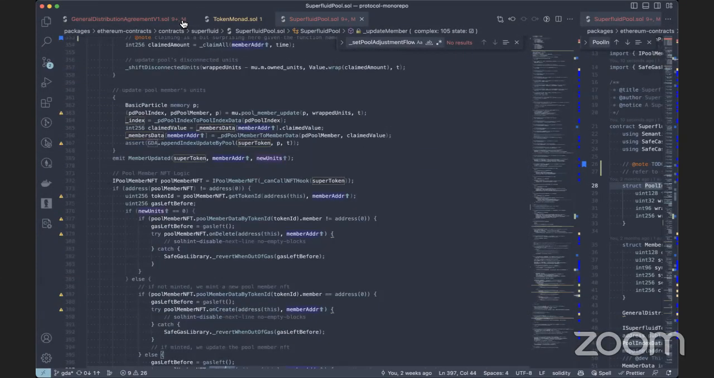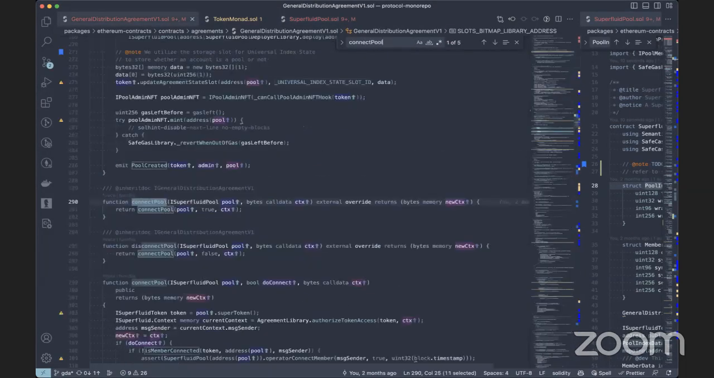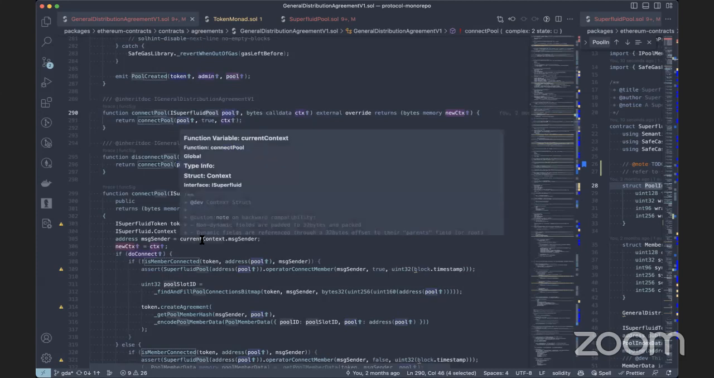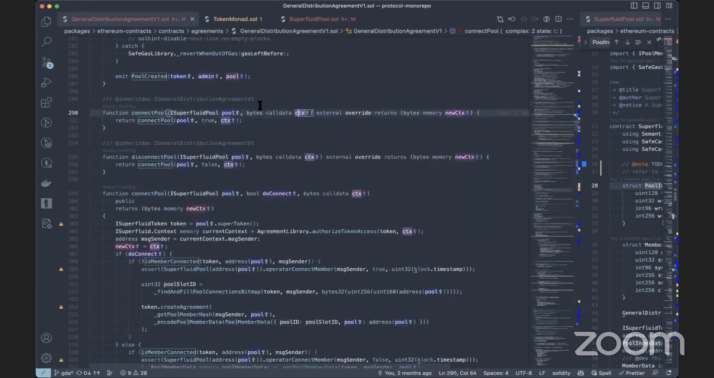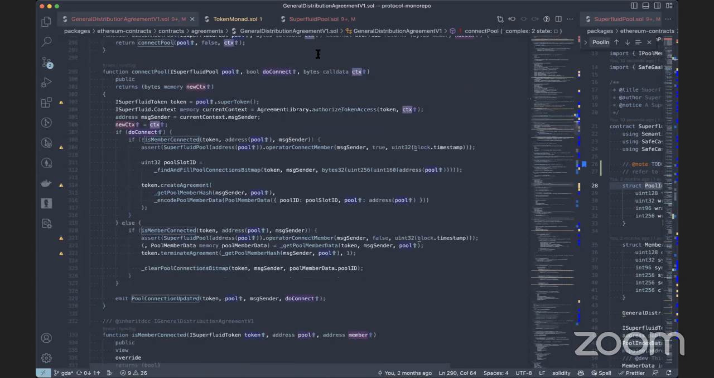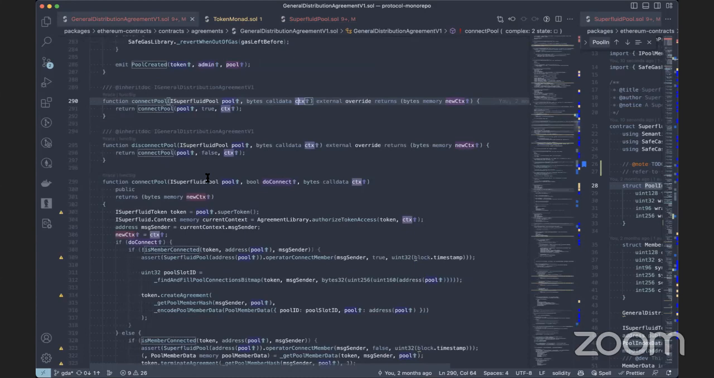Okay, let me just double check what the happy path was. Okay, let's say now that Bob wants to connect to the pool. So Bob comes over here, passes in the pool we just created, and wants to connect to this pool. And this is going to be 0x. This connect pool function is also done via call agreement, which is why we have this. I have to return this as well.